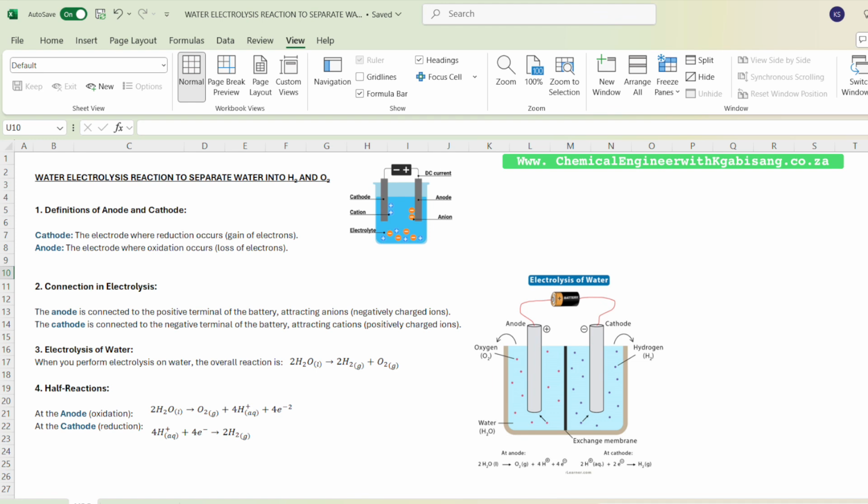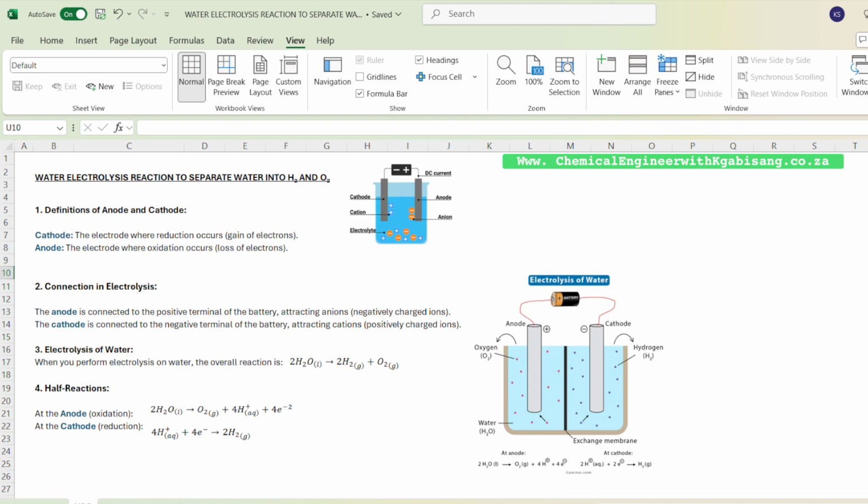So the anode will be connected to the positive terminal of the battery, whereby we aim to attract anions, which are basically negatively charged ions. And then we are also going to connect the cathode to the negative terminal of the battery to attract cations, which are the positively charged ions.